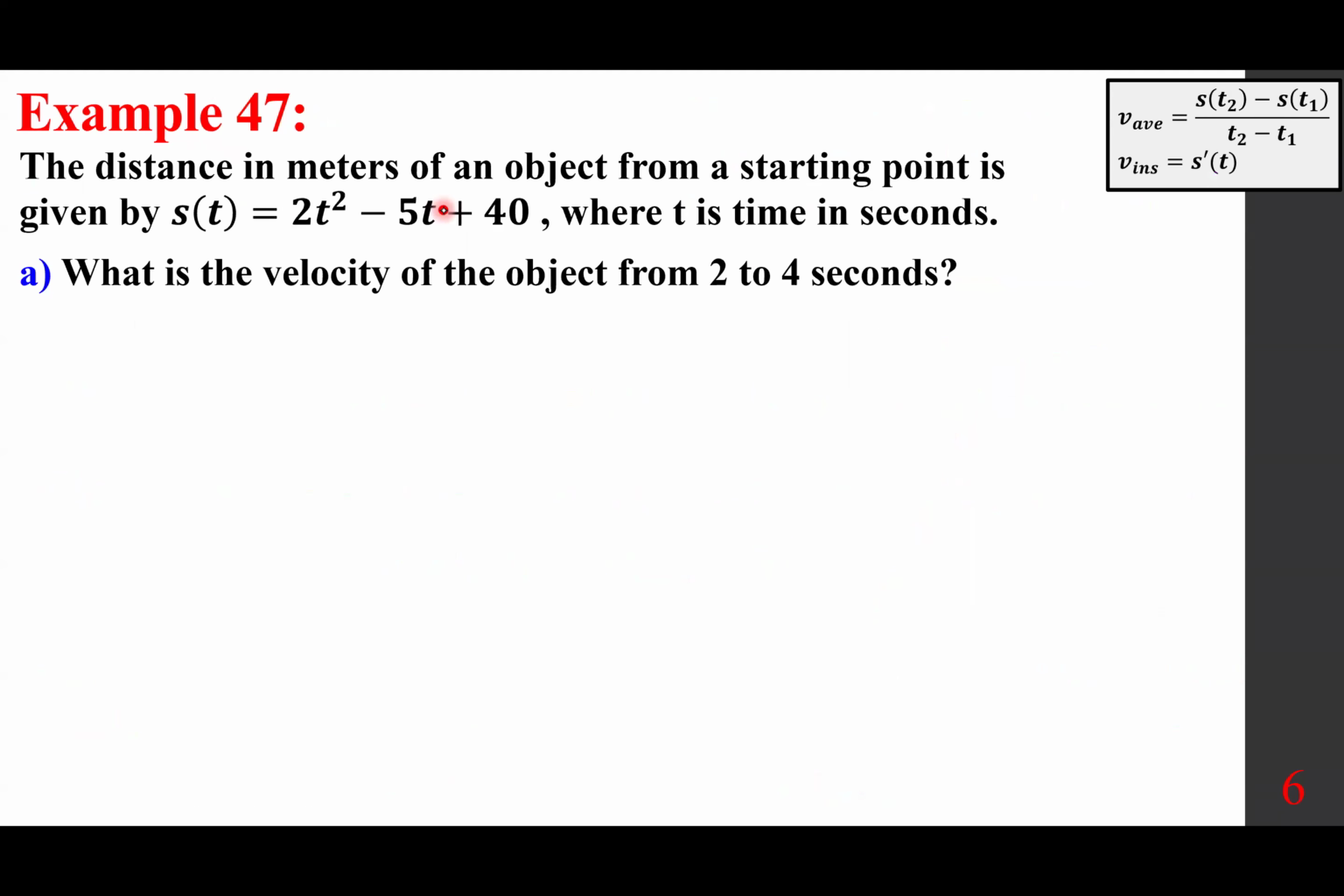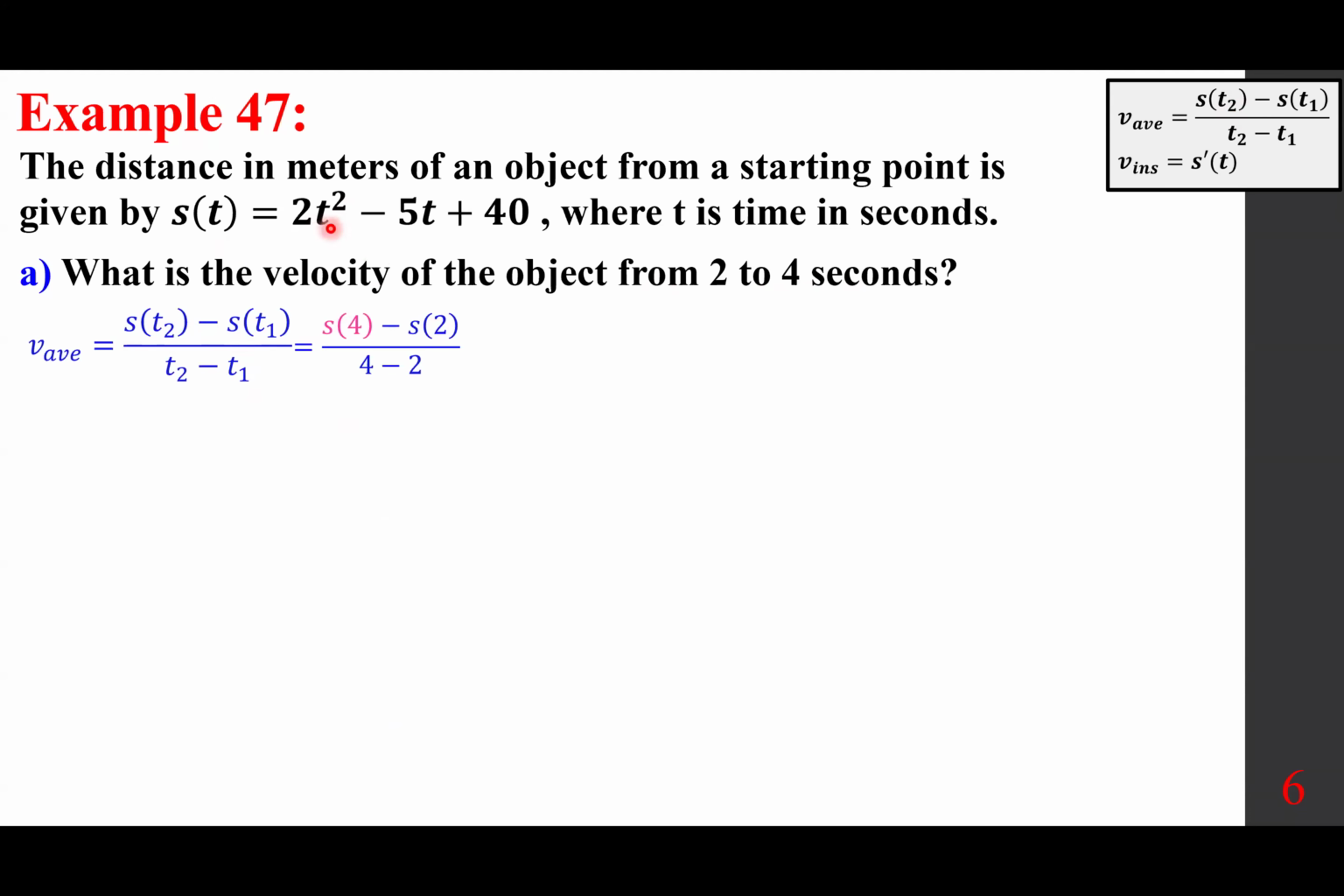The distance in meters of an object from a starting point is given by S of t equals 2t squared minus 5t plus 40, where t is time in seconds. What is the velocity from 2 to 4 seconds? First, elementary algebra, the average velocity, remember, is total distance over total time. Therefore, S of 4 minus S of 2 over 4 minus 2, which means we're going to plug in 4, we're going to plug in 2. The bottom is also 4 minus 2, 2.